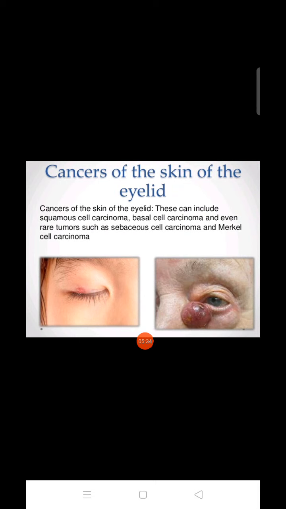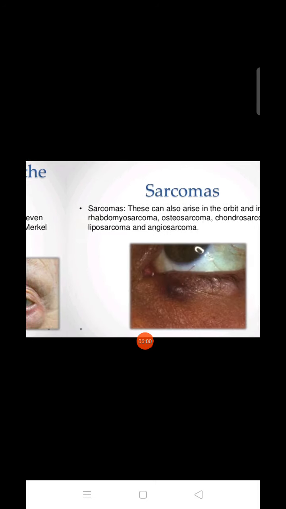Next one is cancer of the skin of the eyelid. This can include squamous cell carcinoma, basal cell carcinoma, and even rare tumors such as sebaceous cell carcinoma and Merkel cell carcinoma. Different kinds of cancer can be found in the eyelid. You can see the images also.